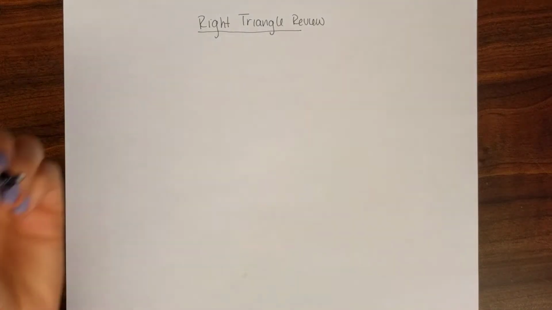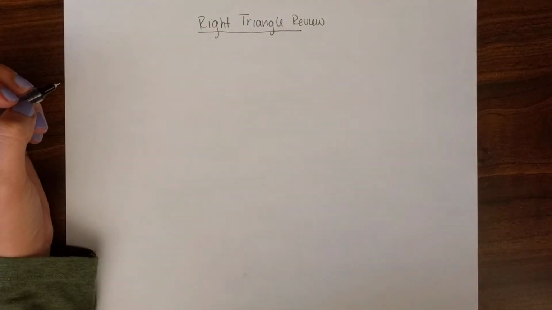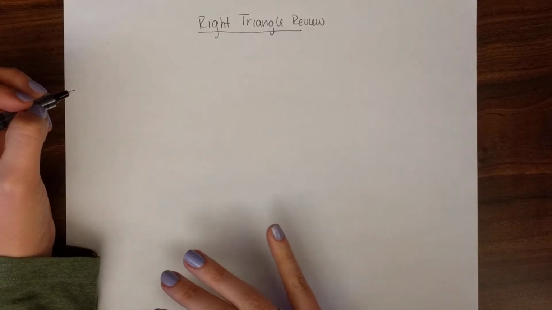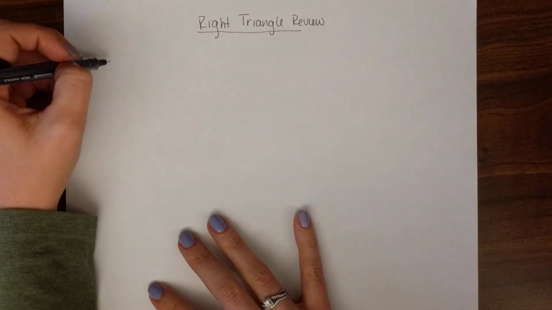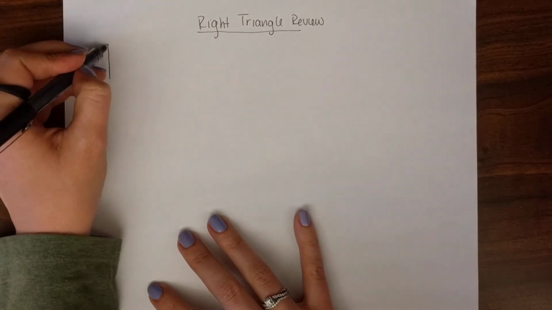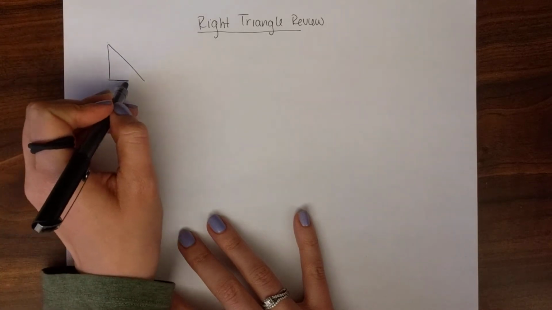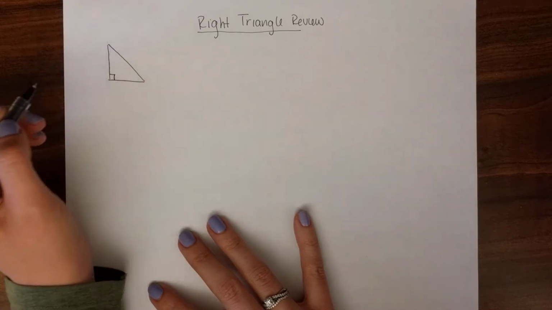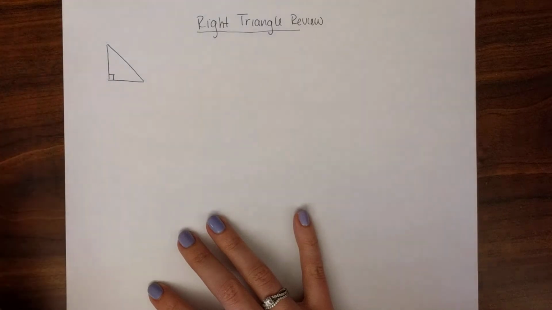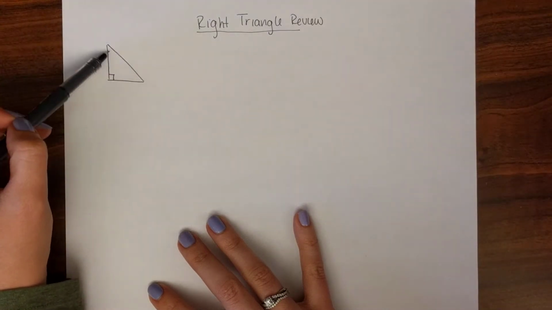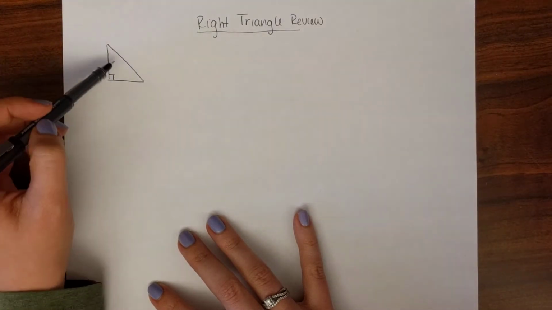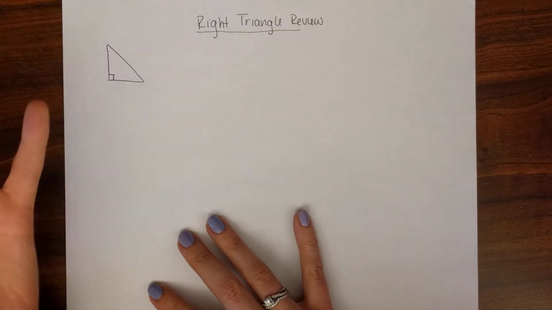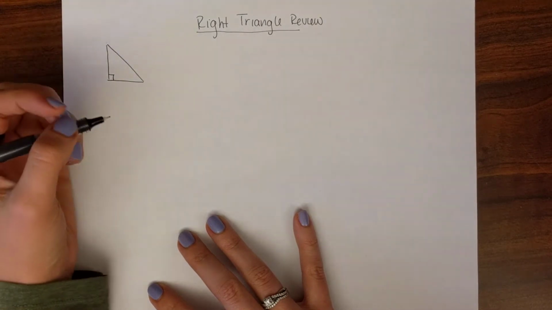Hi everyone. So we're just going to go over quickly some basic rules with right triangles, since that's the most common type of triangle we'll be dealing with. A right triangle is a triangle that has a 90-degree angle in it, which then means that these two other angles have to add up to also be 90, since all three angles have to add up to be 180 degrees, since that's how triangles work.